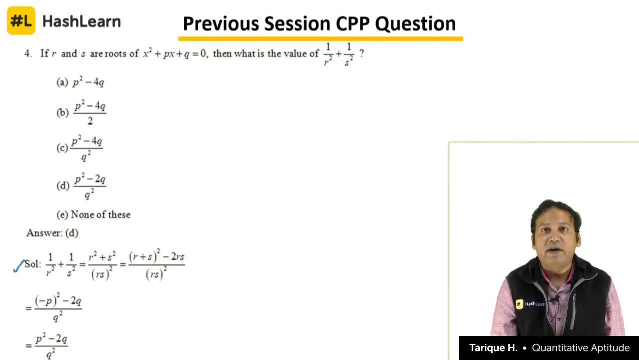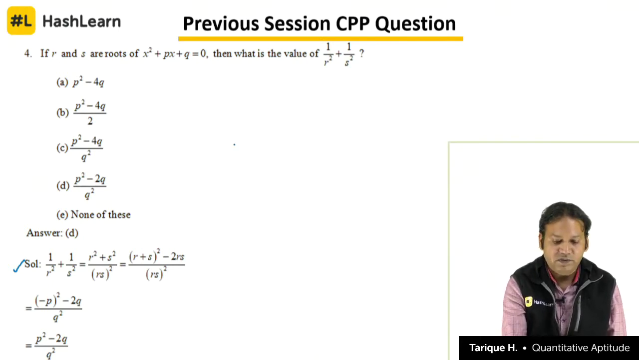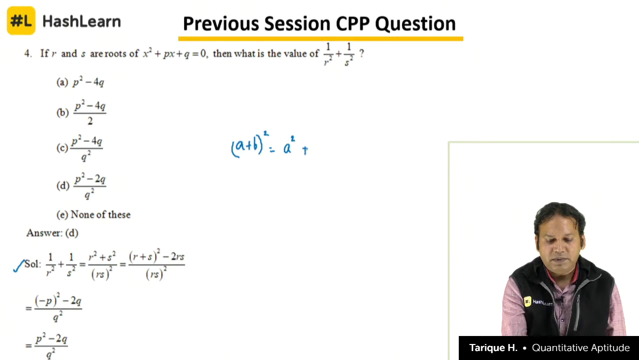First of all, we have simplified 1 by r square plus 1 by s square. The denominator will be (rs) whole square, because you are multiplying r square into s square, and the numerator will be r square plus s square. R square plus s square can be written as (r plus s) whole square minus 2rs, because we are using the formula of (a plus b) whole square. So we know (a plus b) whole square is equal to a square plus b square plus 2ab.